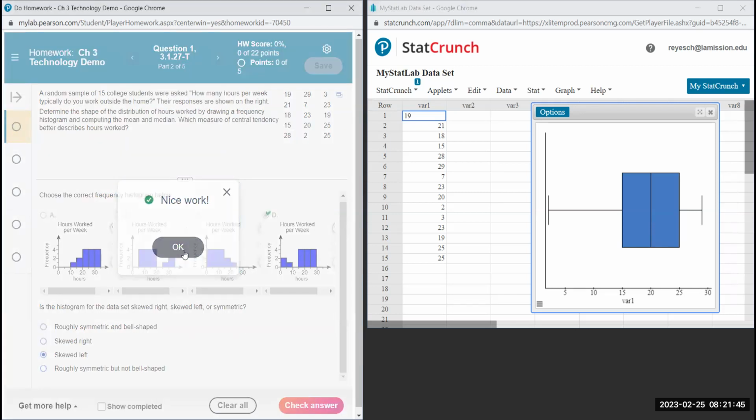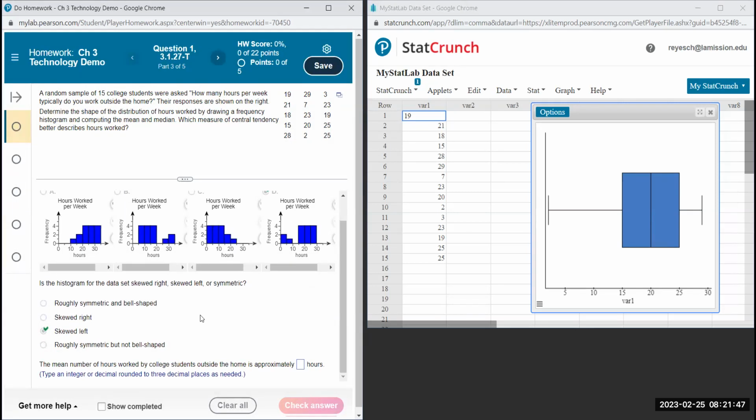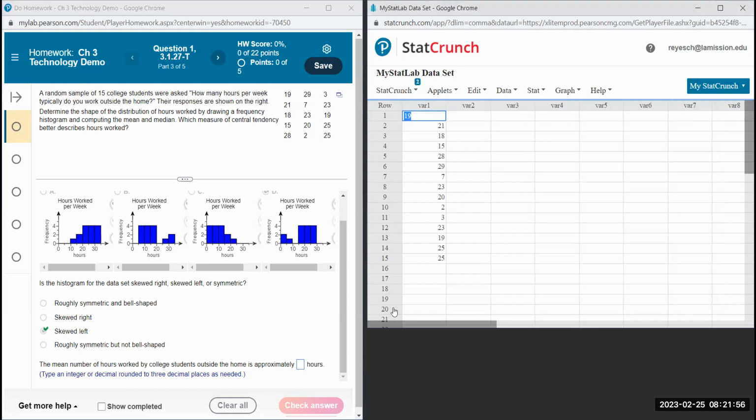I was about to think, well, better not say now that it's roughly symmetric, but not bell-shaped. The mean hours of work. Now, since these values are not that many, to find the mean, which is the average, you could just add these 15 numbers and divide by 15. But most likely you might enter a number wrong, and it's a little bit of work there.